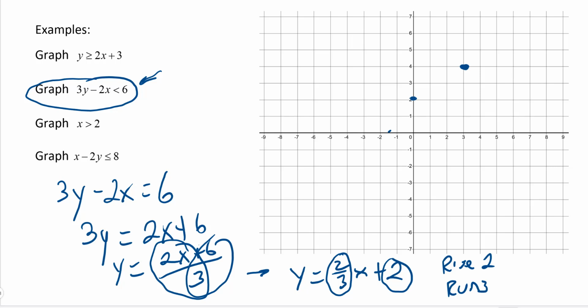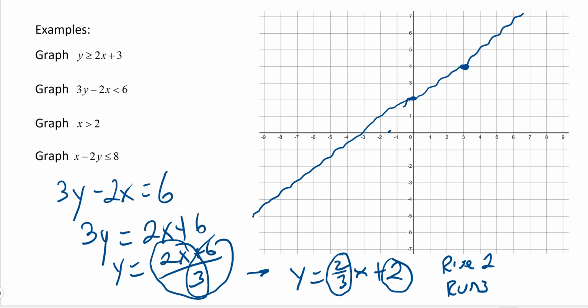Again, it's a little bit hard on the computer screen to do this very carefully, but you want to get a good, solid, nice, carefully drawn graph when you actually do this. So let's say that's the graph of our line. Okay, that's the first step.